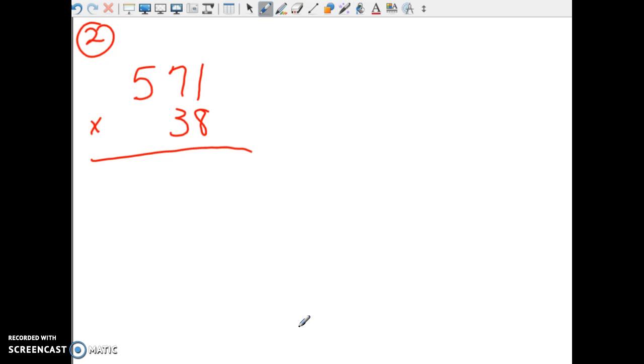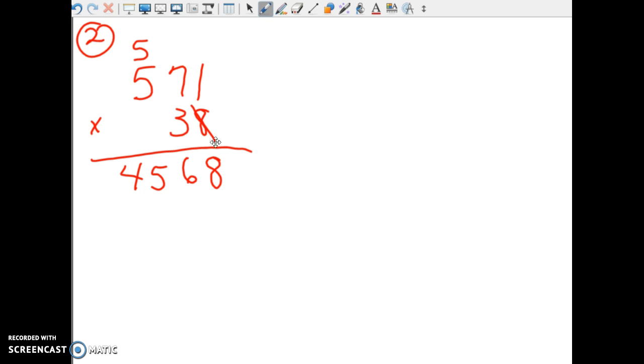Okay, this is number 2 up to the top, 571 times 38. Now somebody commented that they get confused what number on the bottom they're multiplying by. Okay, so we always know we have to start in the ones. So 8 times 1 is 8, and 8 times 7 is 56, regroup our 5, and 8 times 5 is 40, plus 5 is 45. So if you get confused, once you finish that, you might cross it out. Then you know that you have done that.